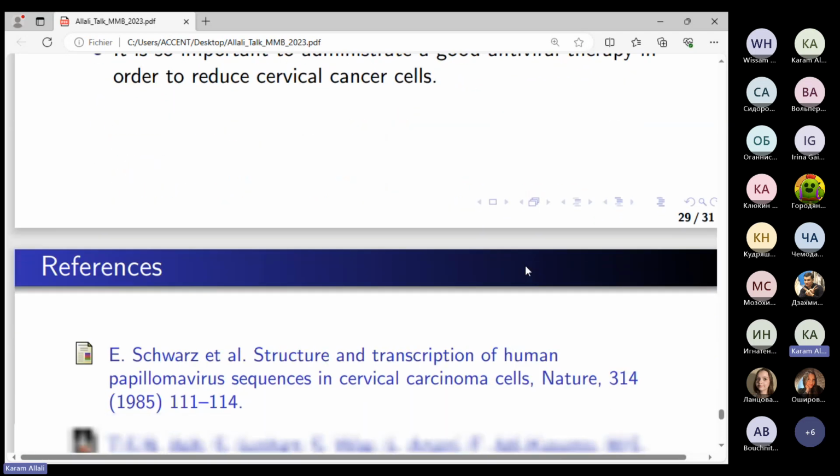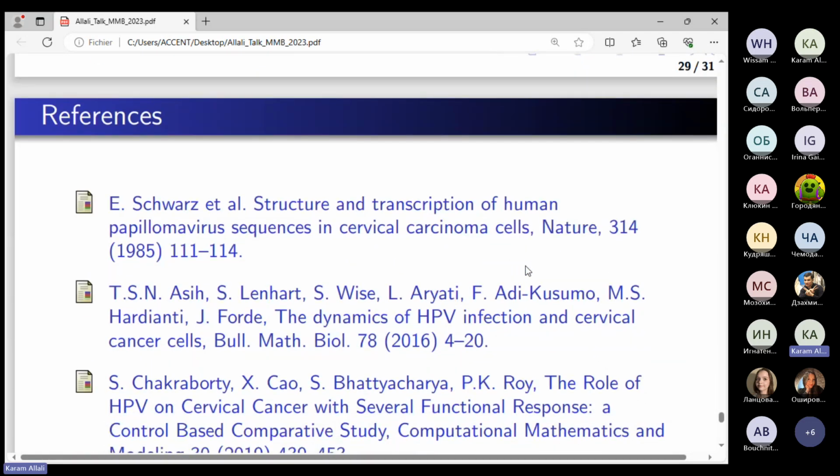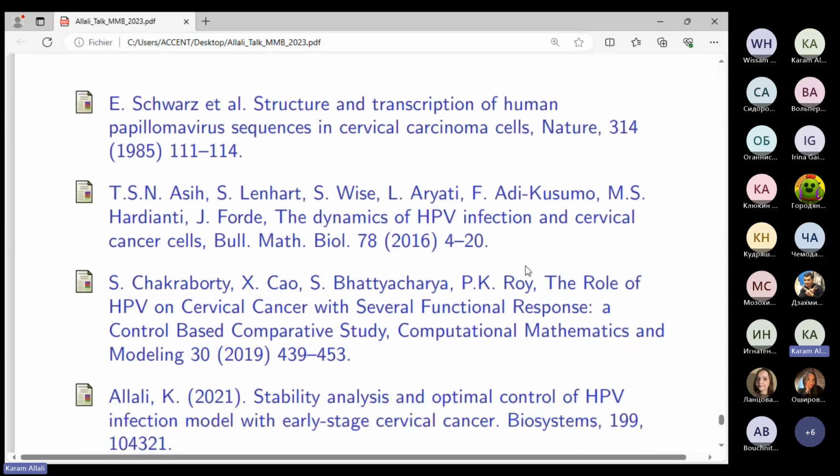Some references about HPV and cervical cancer, starting from the pioneering work of 1985, Schwarz et al., and other works in mathematics dealing with HPV and cervical cancer.